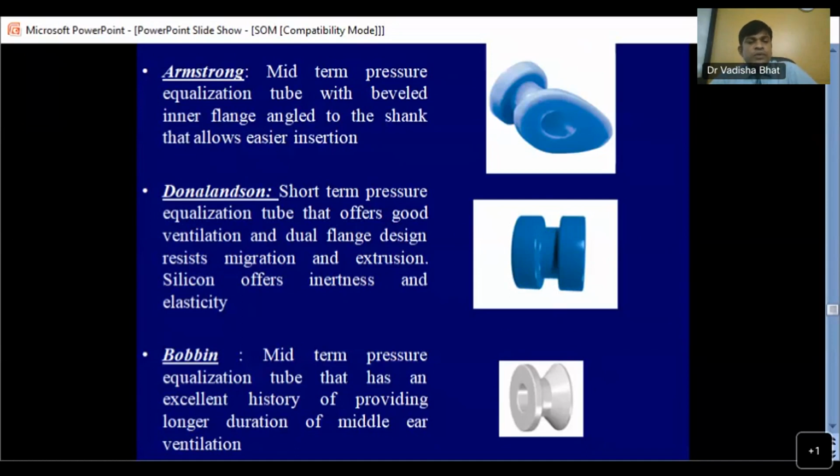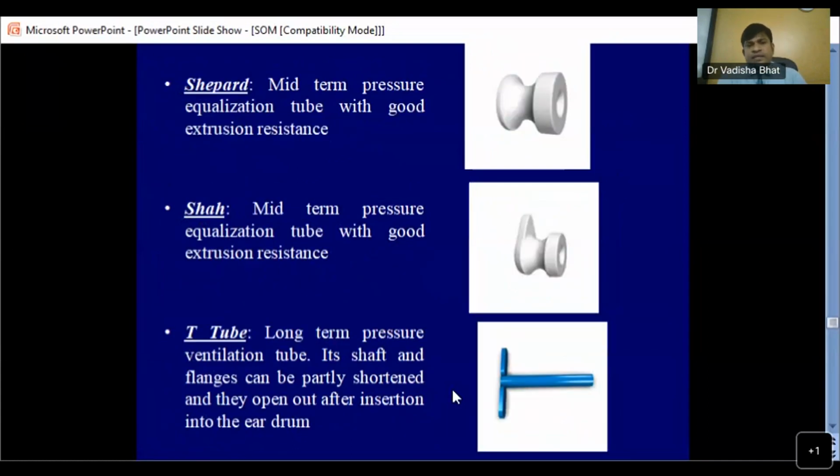We have the other tube called Bobbin, which is again a mid-term pressure equalization tube that has a good history of providing longer duration of middle ear ventilation. And there are Shepherd and Shah tubes, which are commonly used in clinical practice, and both are mid-term pressure equalization tubes, and they get extruded on their own. Again, the duration after which the grommet is extruded is not very specific. It can start after 3 months, but it may even remain for a year in certain cases, even with the mid-term pressure equalization tube.